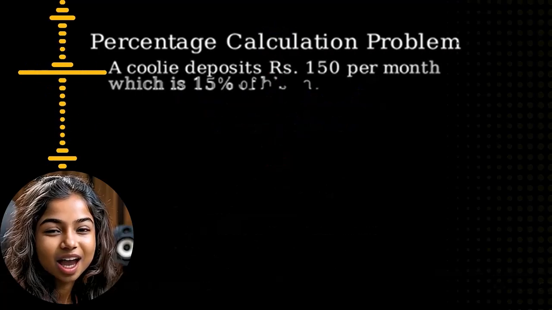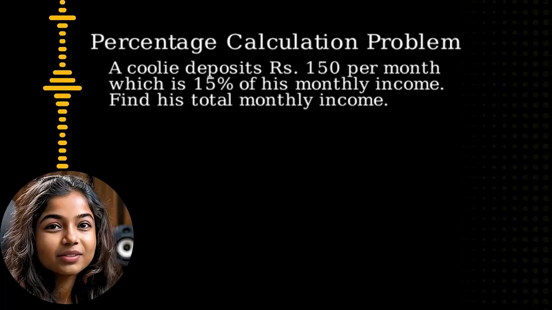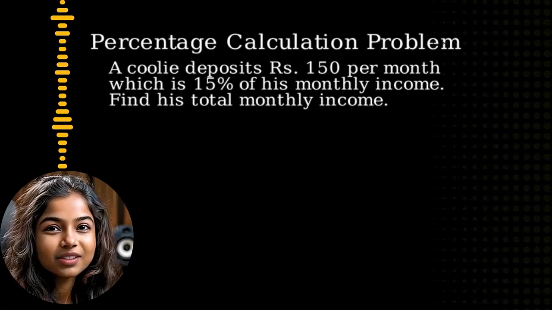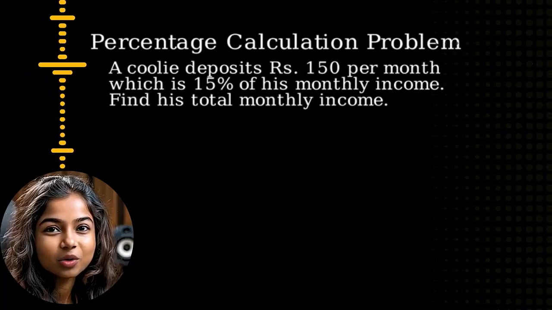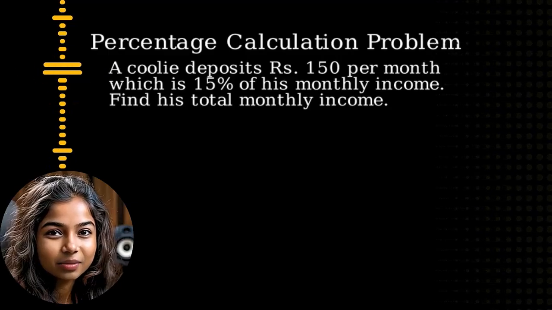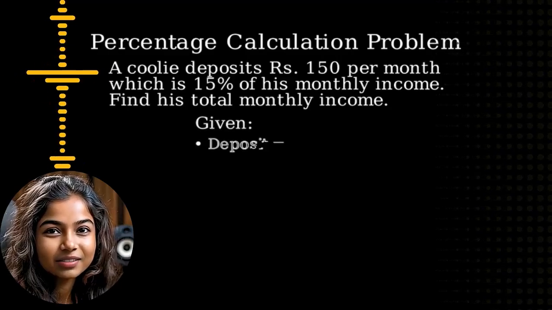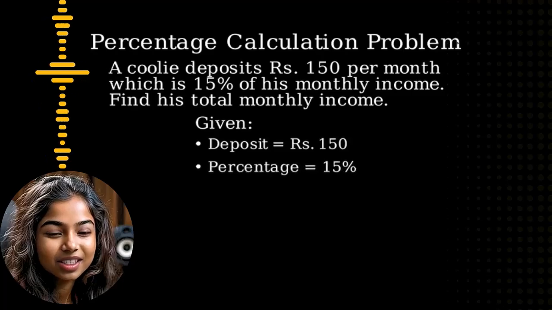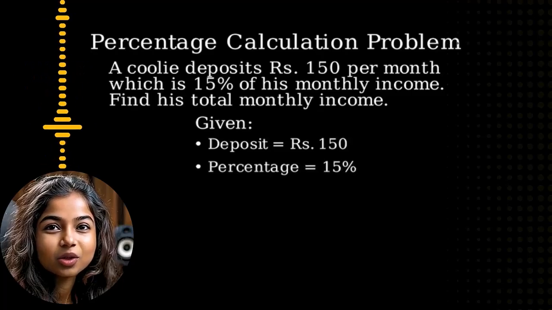A percentage problem. A coolie deposits 150 rupees per month, which is 15% of his monthly income. We need to find his total monthly income. Let's first identify what information we have. We know that the deposit amount is 150 rupees, and this represents 15% of the total income.